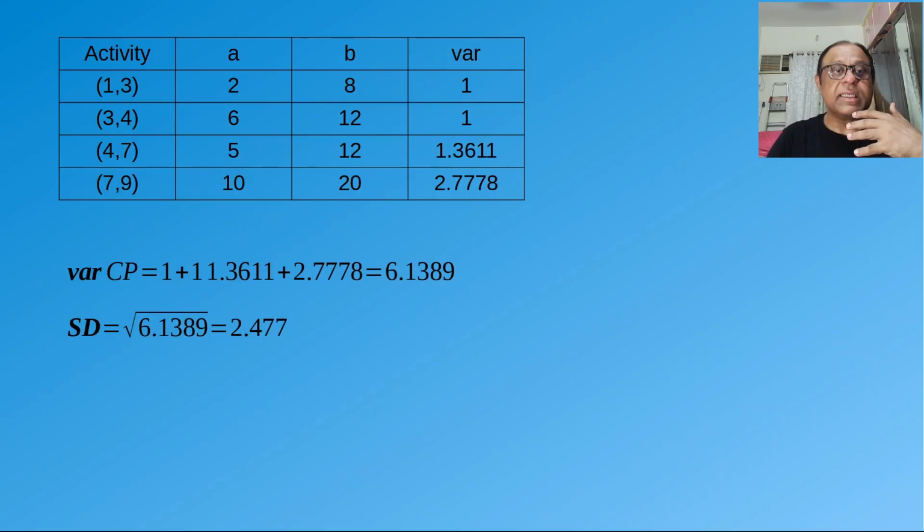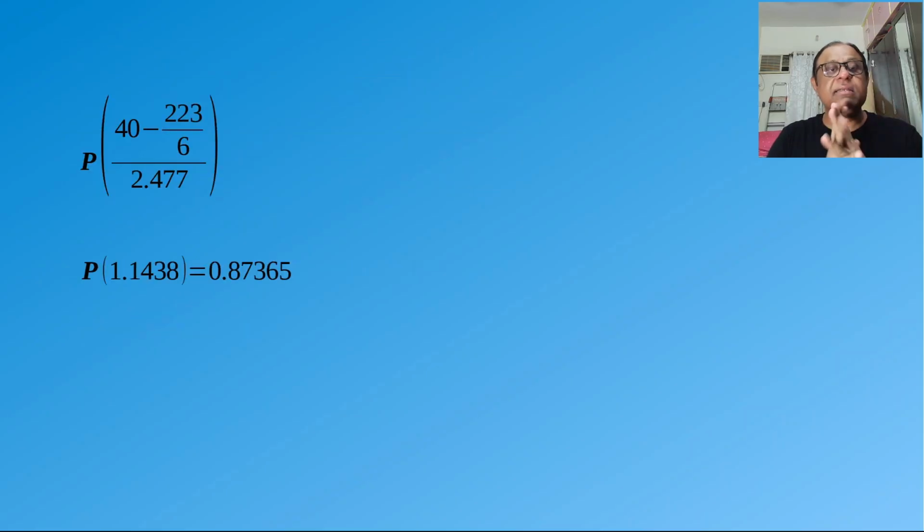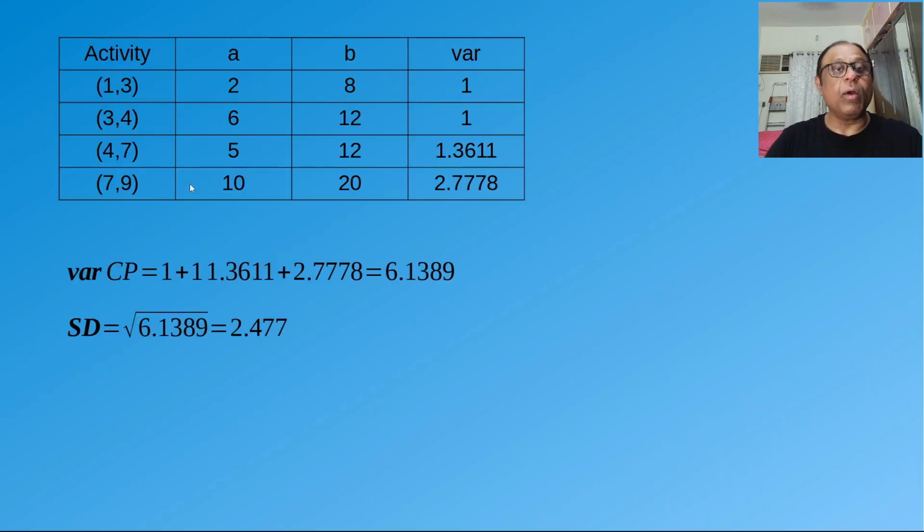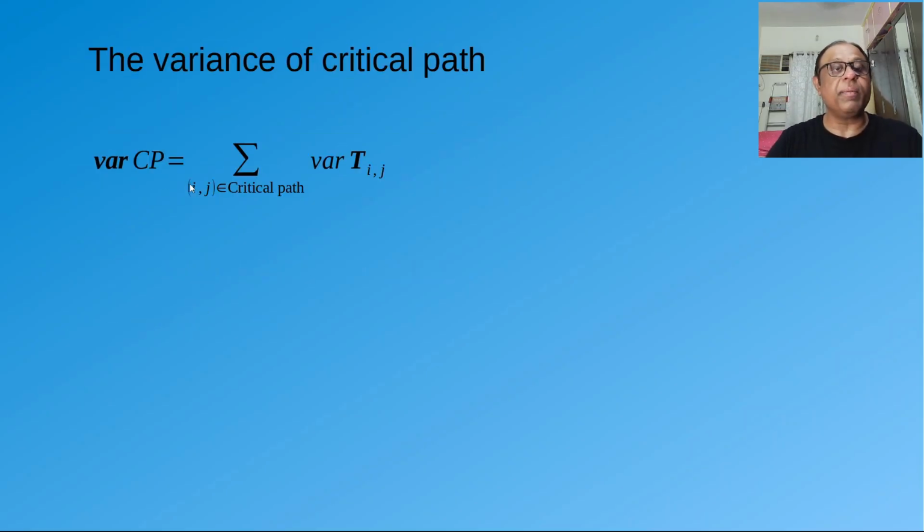Now, what happens is, let's see what is going to be the probability of finishing it in 36.167 weeks, which is 223 by 6. So the probability is found by taking the time by which you are going to complete minus the critical time, divided by the standard deviation of the critical path. Right? Now, what is going to be the standard deviation of the critical path?